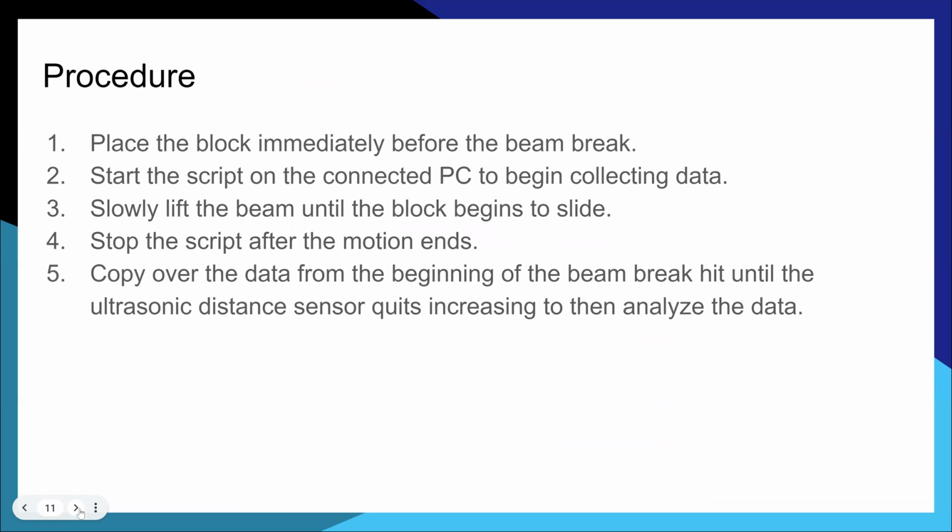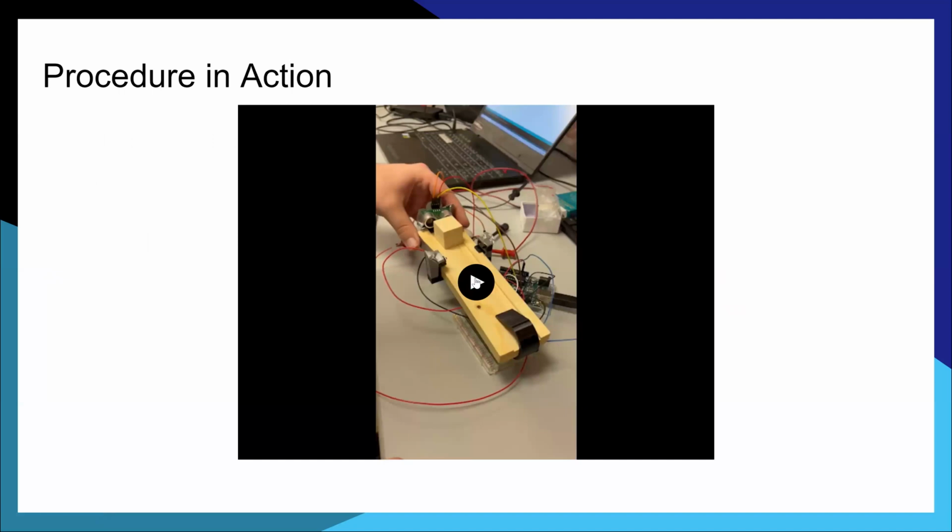So for the procedure, we simply placed the block directly before the beam brake, and then started the script on the connected PC to begin collecting said data. We would then manually, by hand, slowly lift the beam until the block begins to slide. After the block had reached the end, we would stop the script and copy the data over from the beginning of the beam brake until the ultrasonic distance sensor quit. Here's a video of it in action.